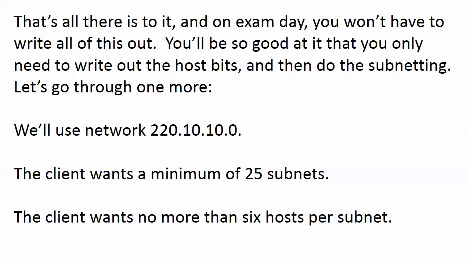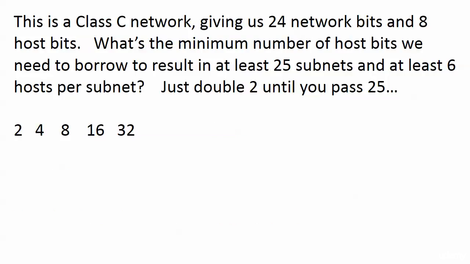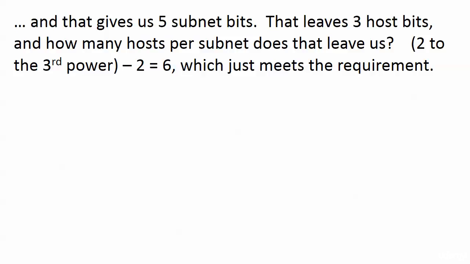And we know that's got a /24 network mask, so that's 24 network bits, 8 host bits, and what is subnetting? Borrowing the host bits. So what's the minimum number of host bits we need to borrow to have at least 25 subnets? 2, 4, 8, 16, 32, so 5. That leaves us 3 host bits. So what exactly does that do for us? It just meets the requirement, because that leaves us 3 host bits, and each subnet will have 2 to the third power minus 2, which is 6 hosts per subnet.